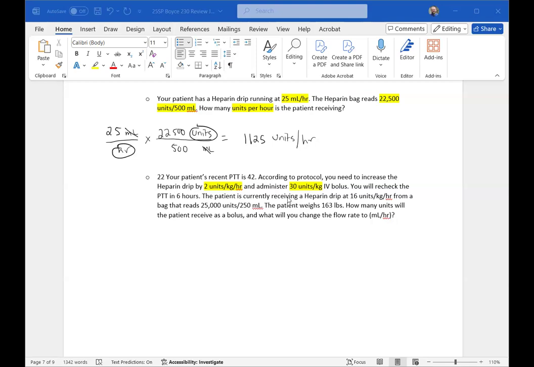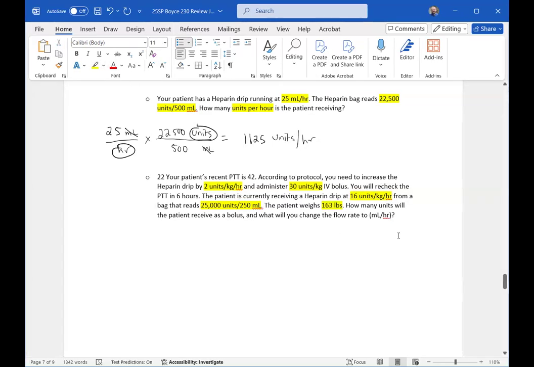The patient is currently receiving 16 units per kilogram per hour. I'm just going to highlight that. So that's their current infusion, 16 units per kilogram per hour. They're receiving that from the following IV. It's a 25,000 unit IV in 250 ml. Okay, so that's where the heparin is, and that's how they're receiving that infusion. We can see the patient's weight, 163 pounds.